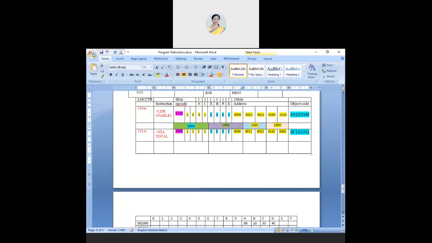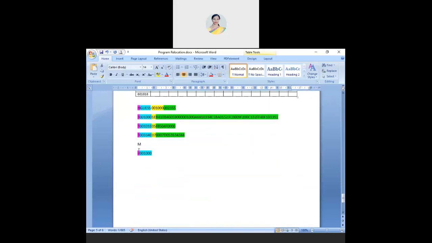100B. This is 1 byte actually. This total is 1 byte. That 10 is 1 byte. But I don't need to change that 1. Okay. So 100B, that is 100B. And what is next?